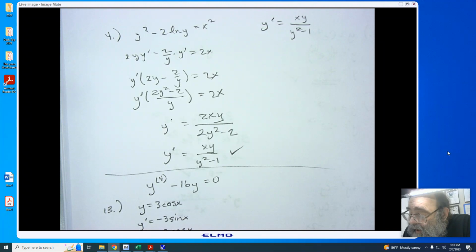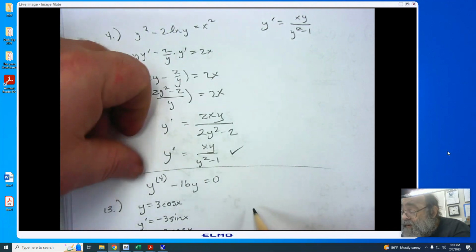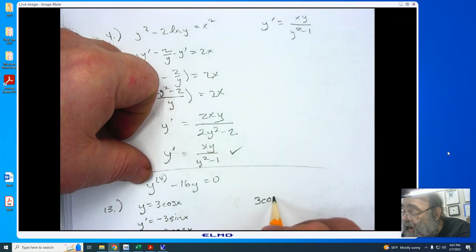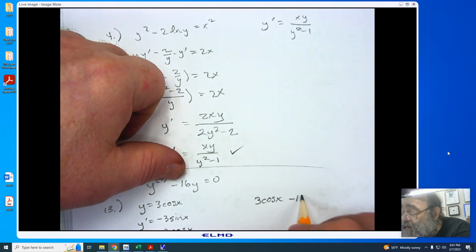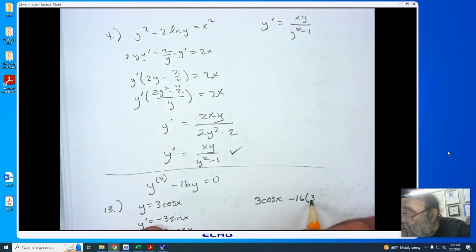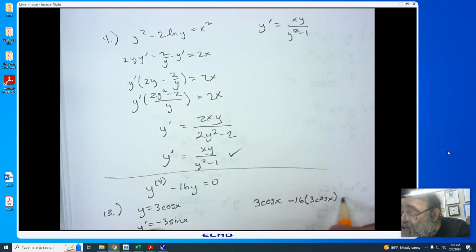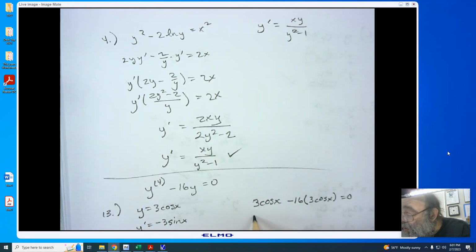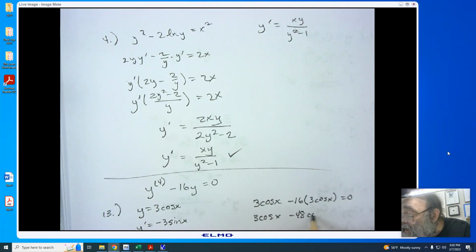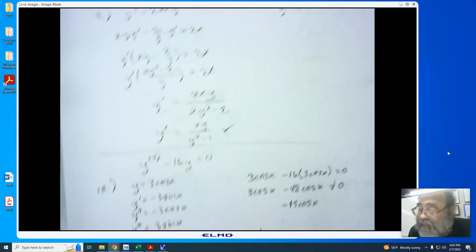is 3 cosine x. I can now put this in as 3 cosine x minus 16 times y, which is 3 cosine x, and this is supposed to equal 0. You'll notice that 3 cosine x minus 48 cosine x does not equal 0. In fact, it equals negative 45 cosine x. So the answer is no, it is not equivalent.